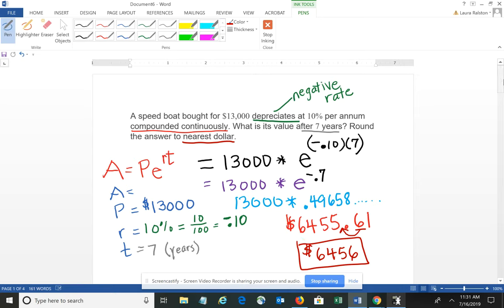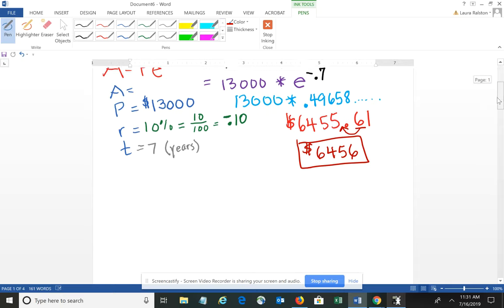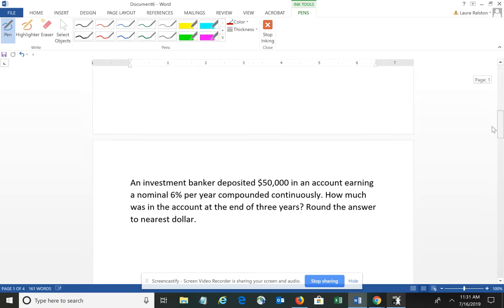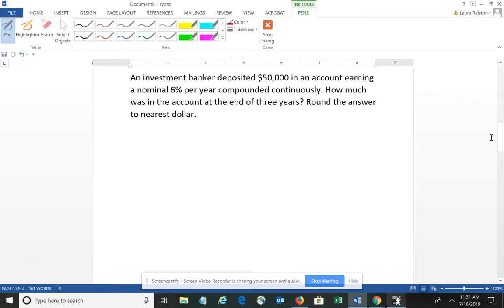Okay, a lot of it, guys, is taking your time, paying attention to the words, and then knowing which formula to use. You're given the formulas for the final exam, so you don't have to memorize them.